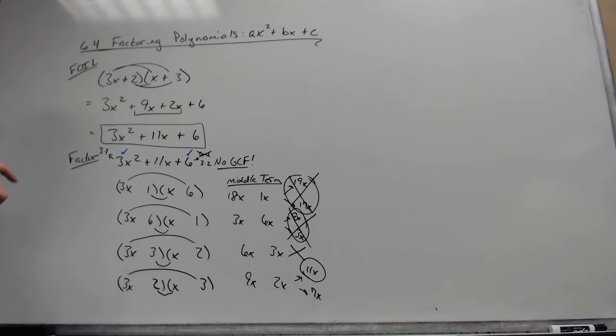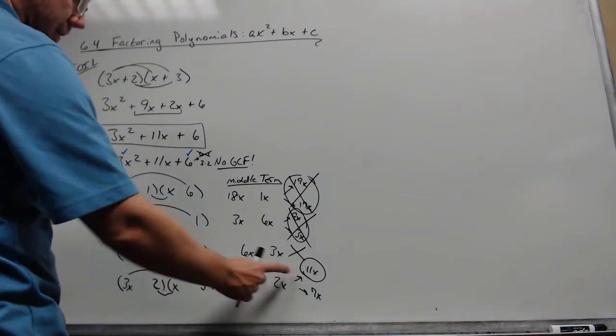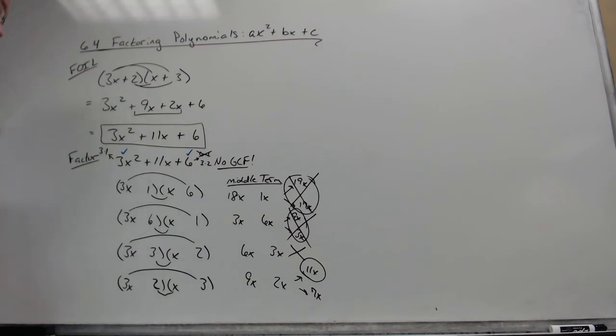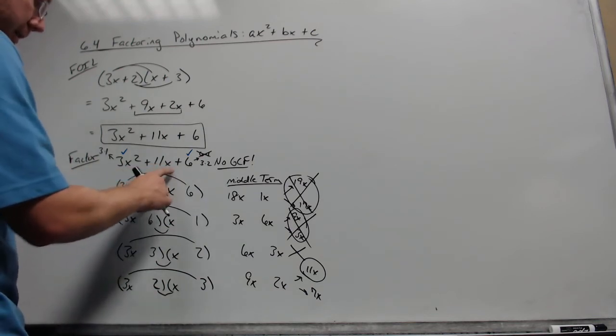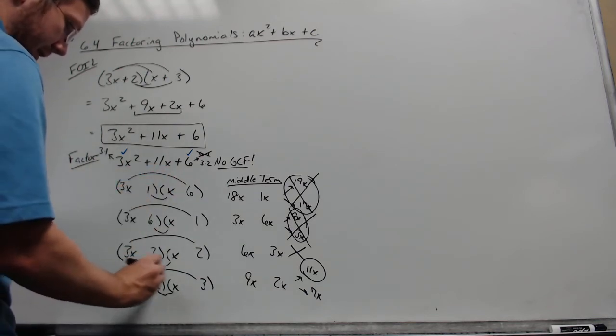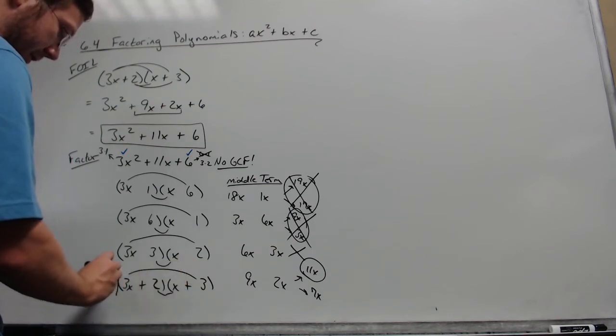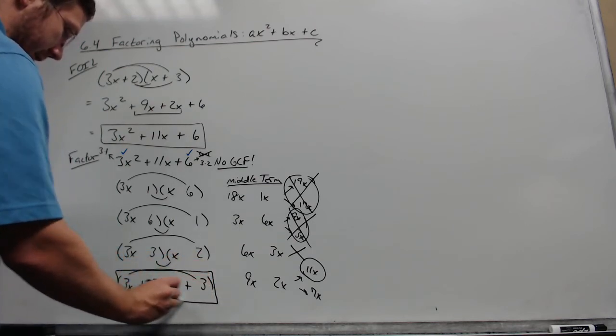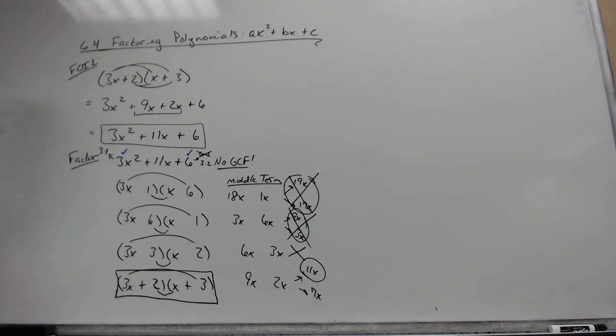Now, at the last point, as always, I like to put in the signs last to figure out how I could add these up to 11. And we saw this trick from before. If everything's positive in the problem, it definitely has to be positive for this to work. And we are right down to our factored form: 3x plus 2 times x plus 3. There it is.